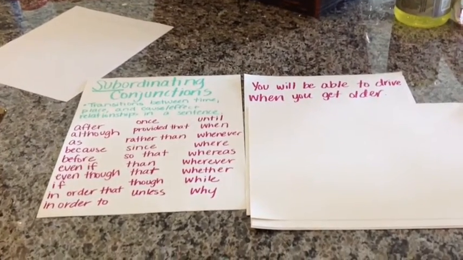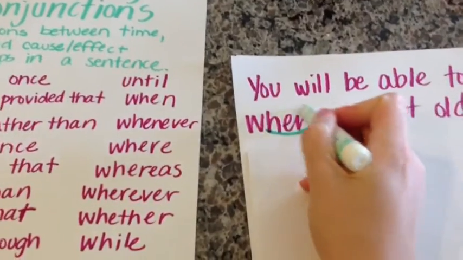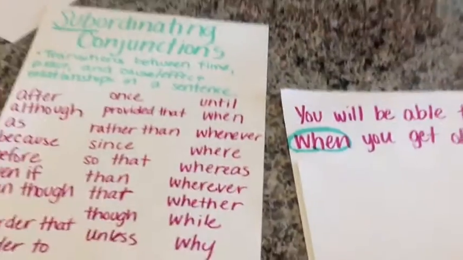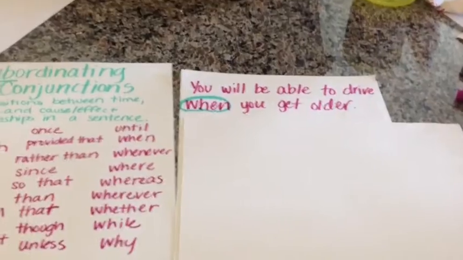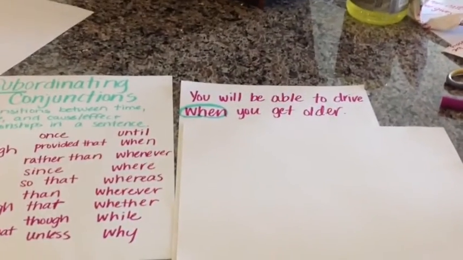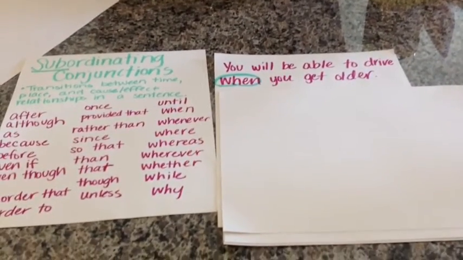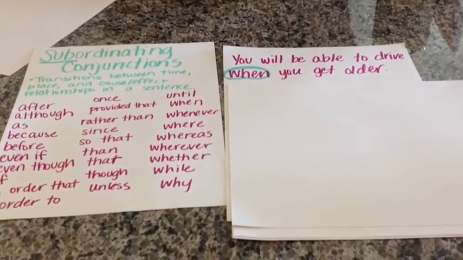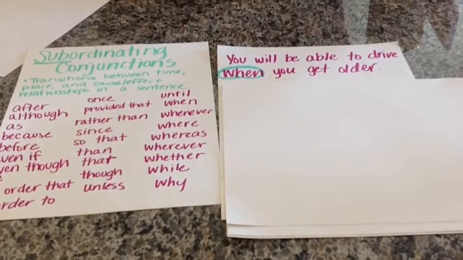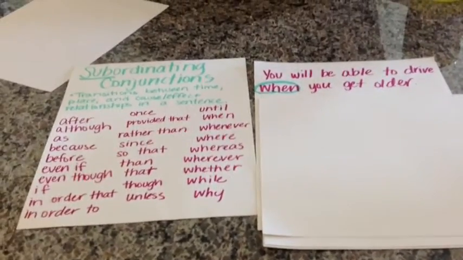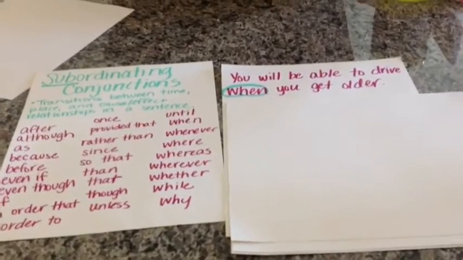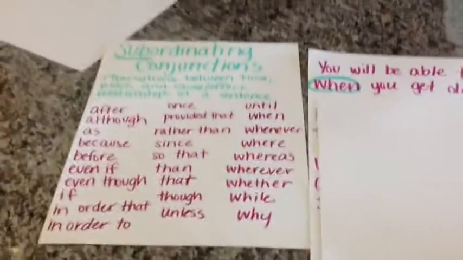If you said "when," you are correct. Let me circle it for you. "When" is our subordinating conjunction. "You get older" does not make sense on its own. So we're using "when" to combine that thought with "you will be able to drive." Okay? Let's try another one. See if you can guess or find the subordinating conjunction.